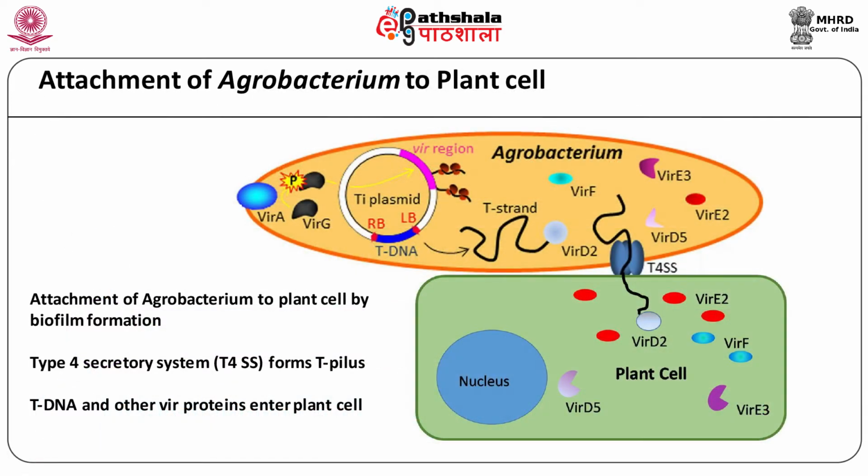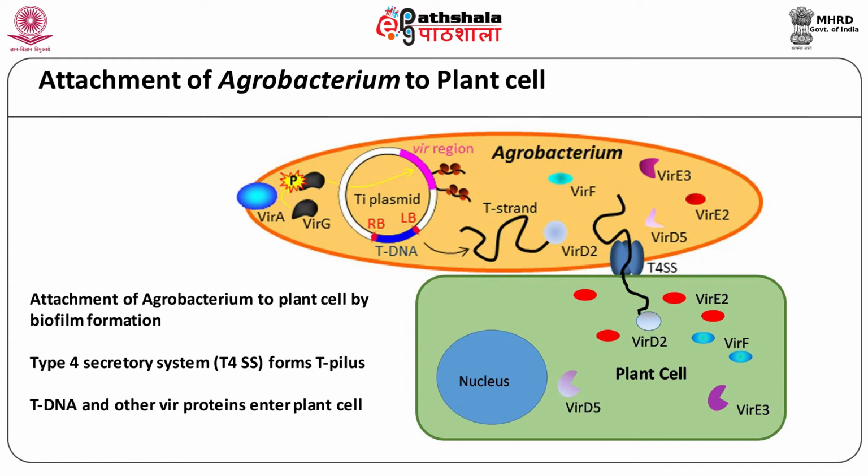The tDNA complex, composed of the T strand and VirD2 covalently attached to its 5' end, is transported to the host cell cytoplasm via the bacterial type 4 secretion system, which also transports into the host cell 4 other bacterial virulence effectors, VirD5, VirE2, VirE3 and VirF.